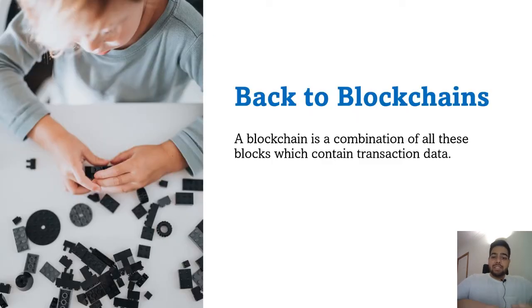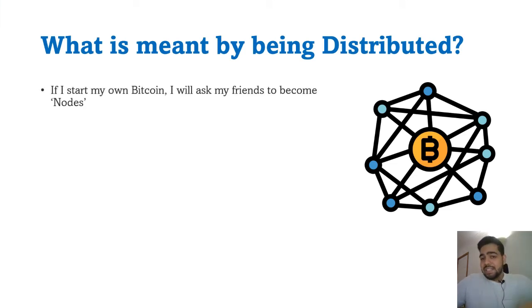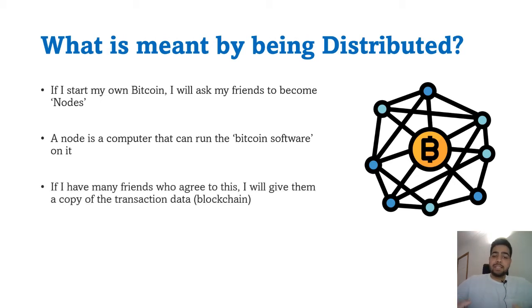When we come back to blockchains, a blockchain is a combination of all these blocks that contain transaction data. What is the meaning of being distributed? If I start my own Bitcoin network from scratch, I'll go to my friends and ask them to become nodes. A node is a computer that can run the Bitcoin software on it. So if I have many friends who agree to this, I will give them a copy of this transaction data, which is technically the blockchain, and now they will become a node or a part of this network.